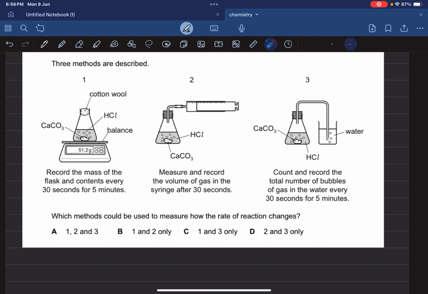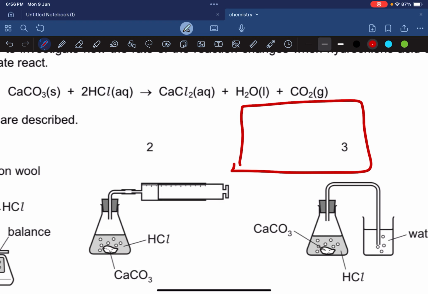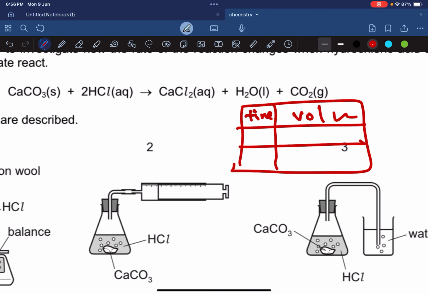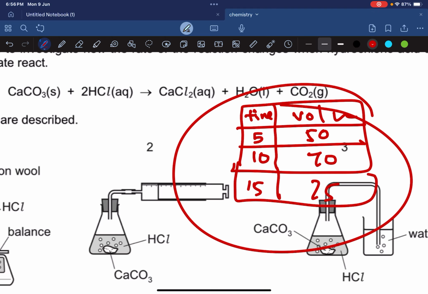Whenever you're measuring the rate of the reaction and you're measuring the change, what do you need? For example, I'm going to make a table. What kind of information am I going to collect? I'm going to collect the volume of my gas after fixed time intervals. For example, after 5 minutes, then after 10 minutes, then after 15 minutes. And I'm going to check, for example, over here it was 50 cm cube, over here it was 70, over here it was 75. So that's how I'm going to check my rate of reaction.